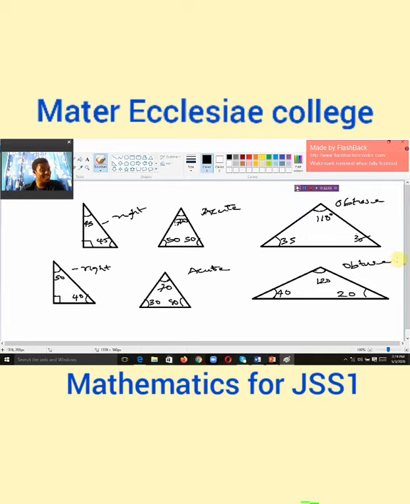So that's why I said that if you look at the key points or the facts, a right angle triangle may be scalene or isosceles. An acute triangle may be scalene or isosceles triangle, or even equilateral triangle. An obtuse triangle may be a scalene or an isosceles triangle. So that's it. Just take note of these facts.